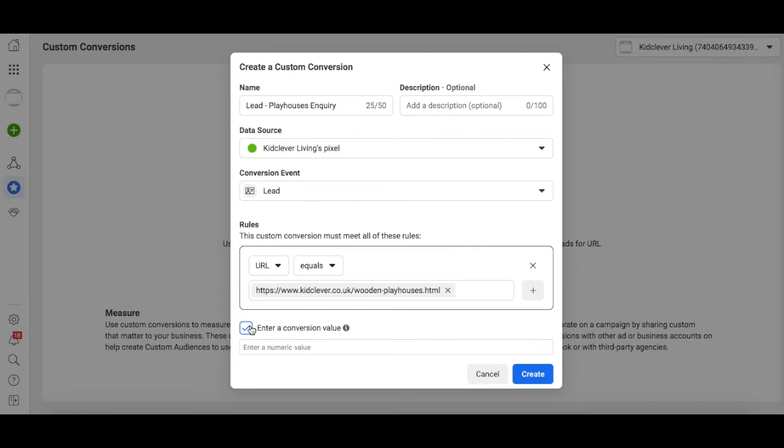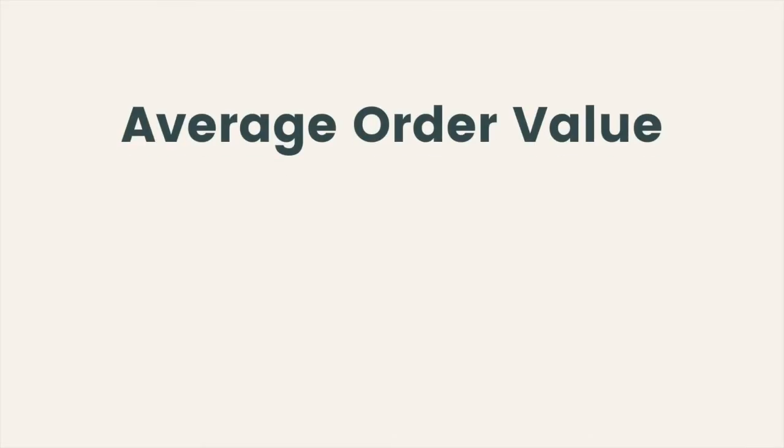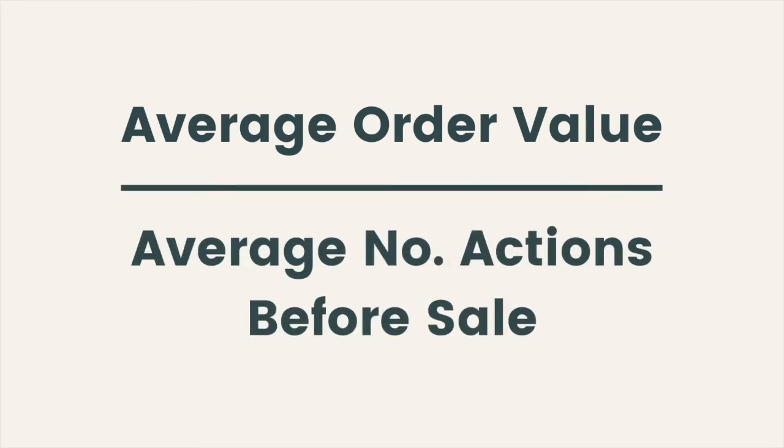When you've done that, you should always enter a conversion value for each time your action has been completed. This will help you to monitor the success of your campaigns and optimize later on so you can get a better return on your ad spend. To do this, I take the average value of a sale from the completed action and I divide that by the average number of times before the action typically ends in a sale.